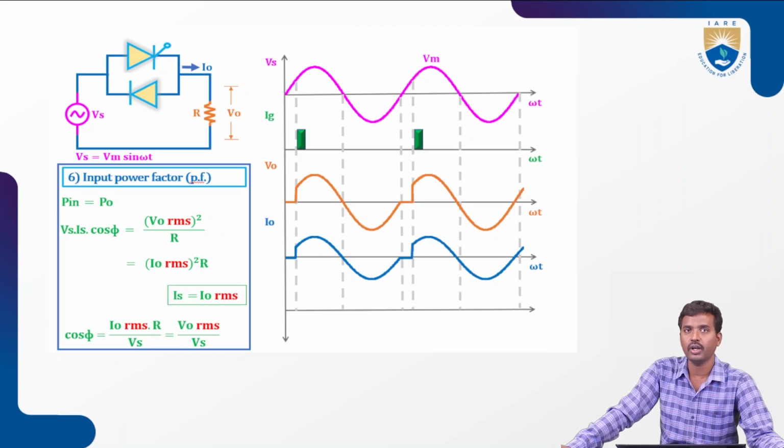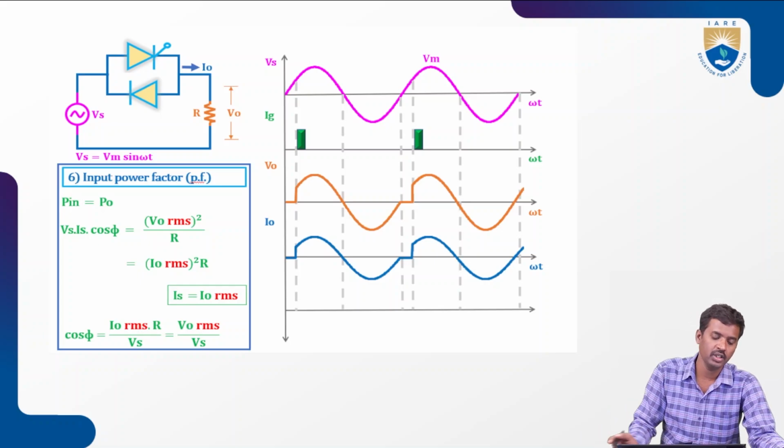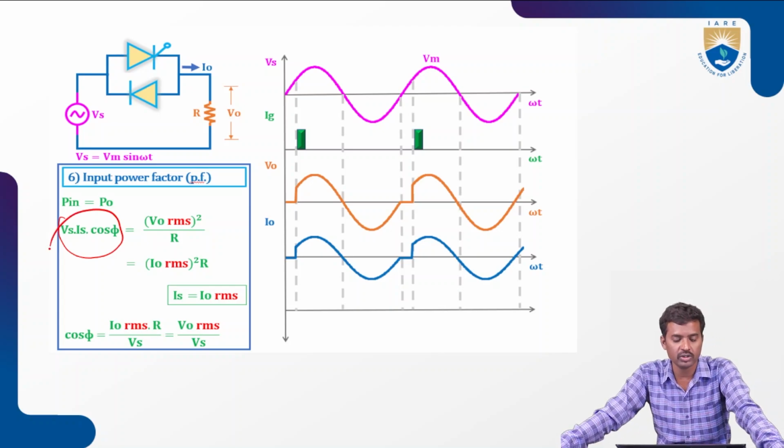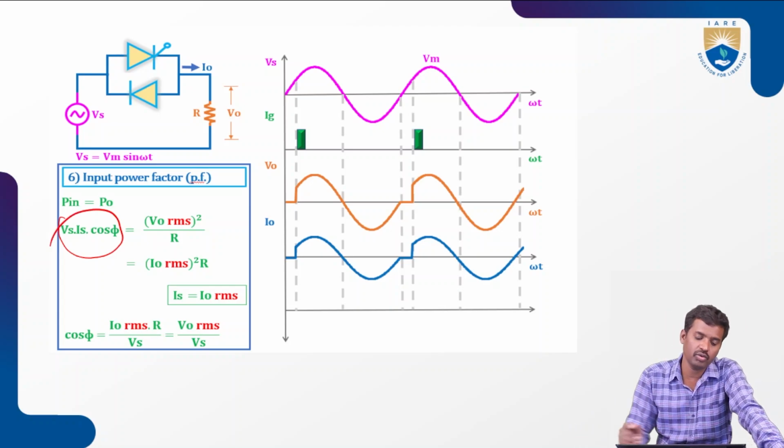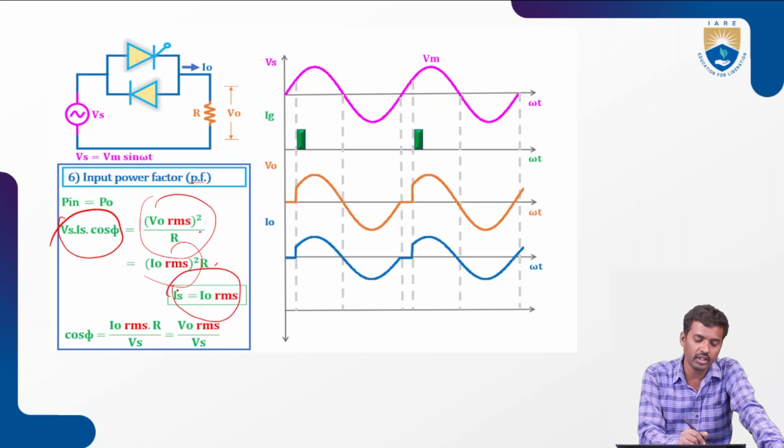Now, develop the expression for input power factor of an AC voltage controller using on-off control. Here, P input equals P output. The input power factor formula is Vs into Is into cos phi, and V naught square by R. Output power equals I naught square into R, but I naught equals I naught RMS.